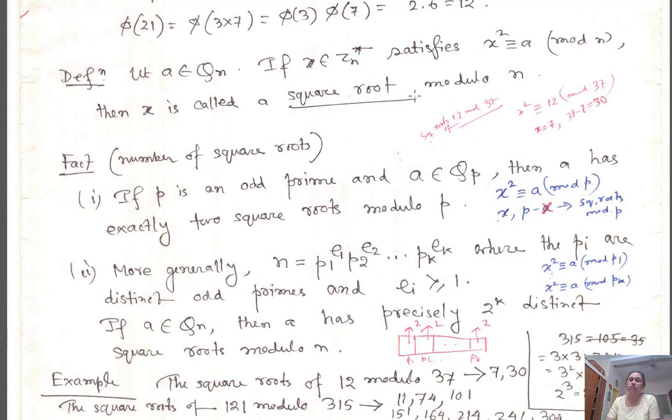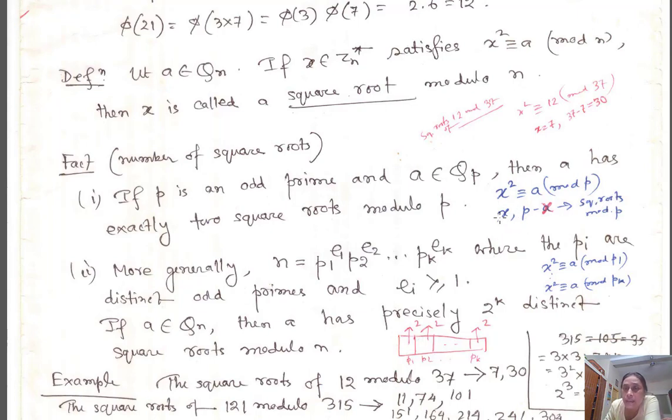Okay, this concept we also need: how to find the square roots modulo n, and how many square roots we will have. If p is prime, then how many square roots will we have? 2 square roots. One is x, one is p minus x. So if a is a quadratic residue modulo a prime p, then a has exactly 2 square roots modulo p. There exist exactly two values of x that satisfy the congruence x square congruent to a modulo p, and those values are x and p minus x.